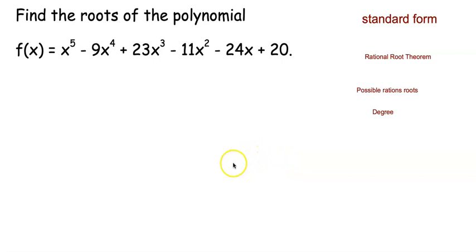Find the roots of the polynomial f of x is equal to x to the power of 5 minus 9x to the power of 4 plus 23x cubed minus 11x square minus 24x plus 20. Wow. It is a big polynomial, right? You are seeing 6 terms.